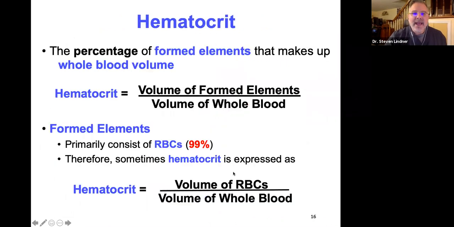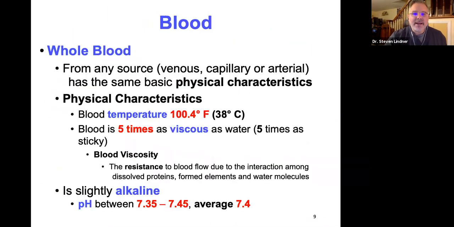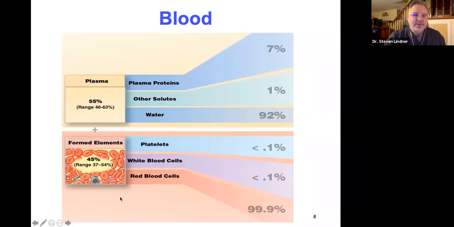So when we look at blood and we break it down, we'll see the formed elements are red blood cells, white blood cells, and platelets. And the red blood cells make up almost 100%, right? It's 99.9%. Your white blood cells less than 0.1%, and platelets less than 1.1%. But that makes up the formed elements. Your plasma, which is the matrix, the extracellular matrix, makes up 55% of blood.